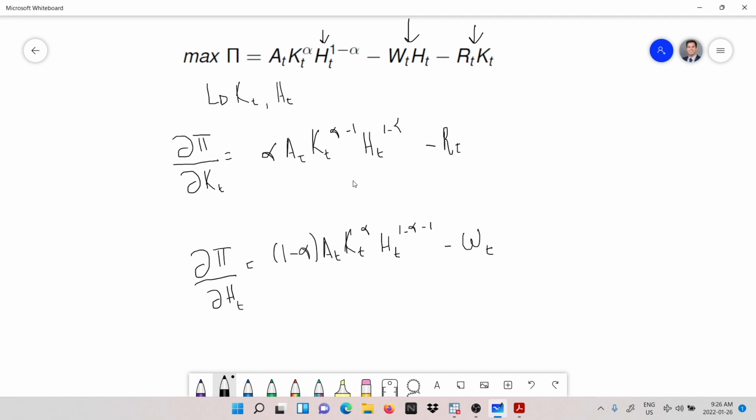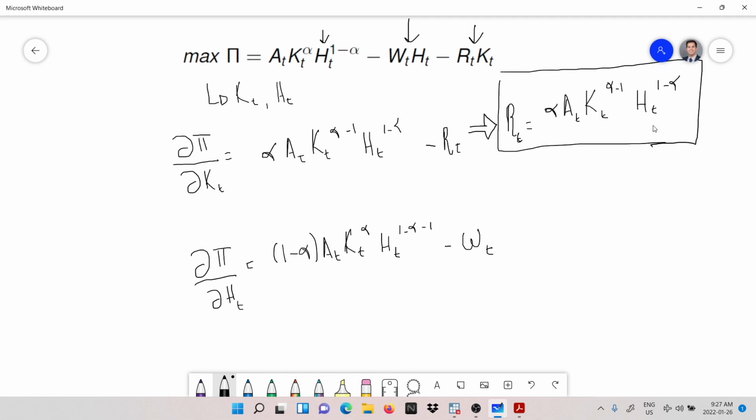Now we can work a little bit more in here. So I'm going to just make an arrow. We'll keep working on here. We're going to solve for RT, which is the returns. And this would be the following. RT is going to be equal to alpha AT KT^(alpha minus 1), and this is HT^(1 minus alpha). Perfect. So basically this is going to be the first conclusion that we derive from here.